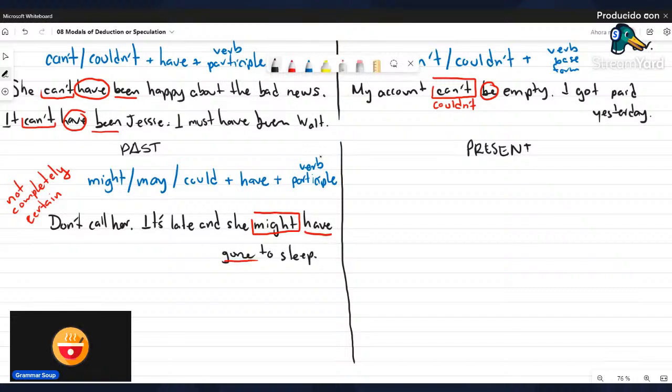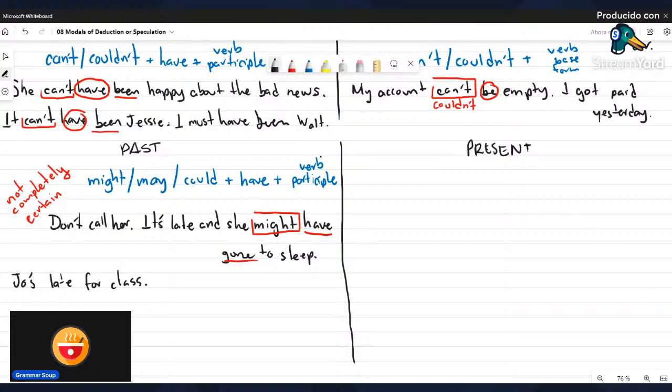Another example is, for example, we can say he looks Spanish, right? He looks Spanish, but he could be Italian. I'm sorry, but no, this is more like a speculation in the present. Let me go back here. For example, we can say Joe's late for class.